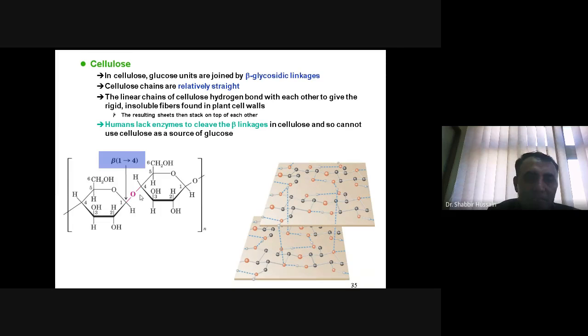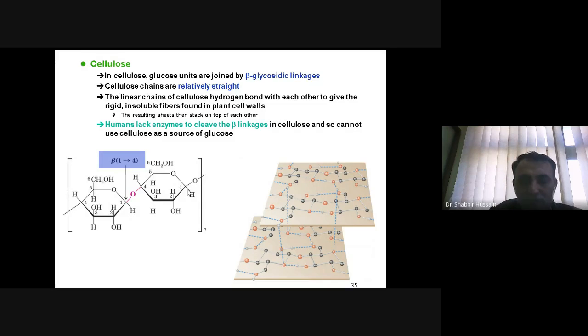Human lacks enzymes to cleave the beta linkages in cellulose, and so cannot use cellulose as a source of glucose, right? We cannot use it as a source of glucose because we have no such enzymes in our body, and they break beta linkage of beta 1,4 glycosidic linkage, right?